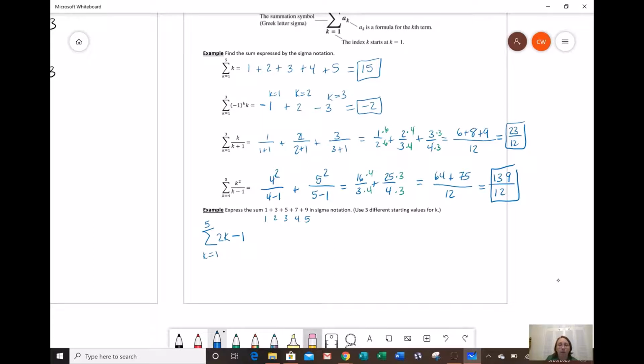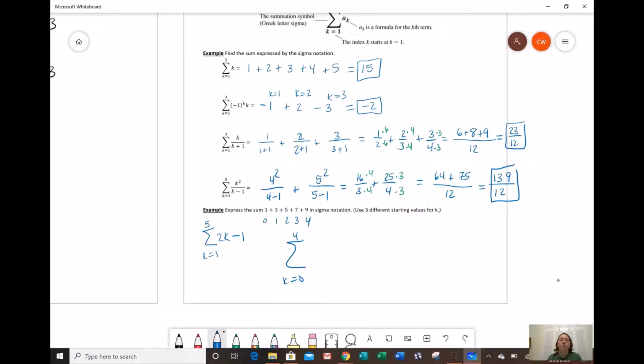All right, I'm going to erase the numbers underneath because we're going to try a different starting value. So let's say k starts at 0. So 0, 1, 2, 3, and 4. So our summation this time, k starts at 0 and goes only to 4. Now, does the same formula work? If I do 2 times 0 minus 1, I'm going to get negative 1. That's not what I want. 2 times 1 minus 1, that would give me 1. That's not what I want.